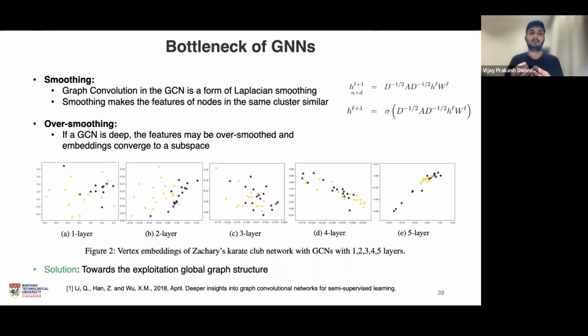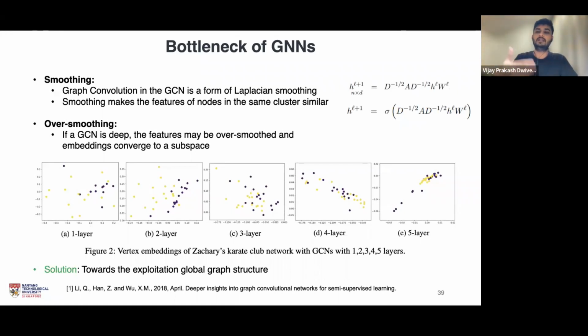Homophilic setting means if there's a graph and nodes which are connected have a similar representation or a similar nature, then that's a homophilic setting of graphs. So smoothing is a useful feature there.